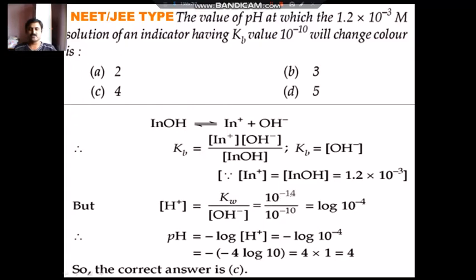So Kw is 10 power minus 14 and the OH minus concentration is 10 power minus 10, given in the question. Okay, so for that H plus concentration we got 10 power minus 4, and after simplifying this we got the pH of this solution as 4. So the correct answer is option C.